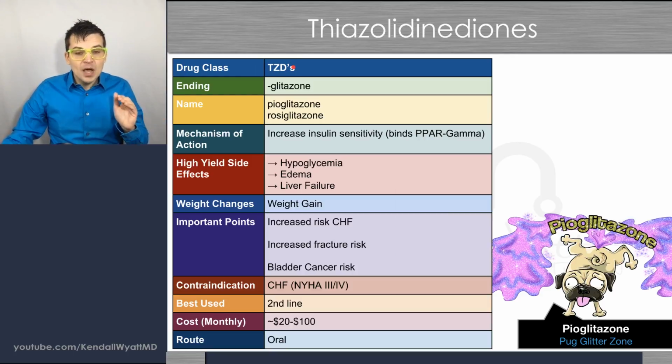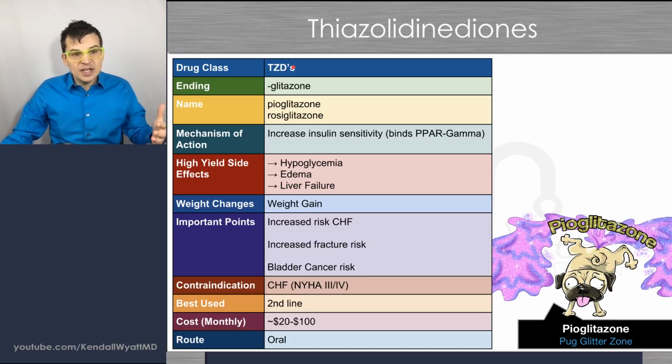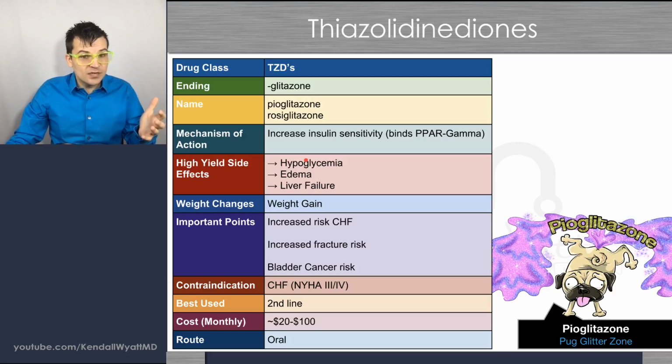How do these work? Well, they increase insulin sensitivity, and they bind something called PPAR gamma. Again, I'm not going to go into great detail on the mechanism of action, but they increase the insulin sensitivity, and they work outside in all of the tissues, in the skeletal muscle. So if you think about this, there's some high-yield side effects you need to know. TZDs don't come without their side effects. They can cause hypoglycemia. You've got to remember TZDs because they increase the risk of congestive heart failure.